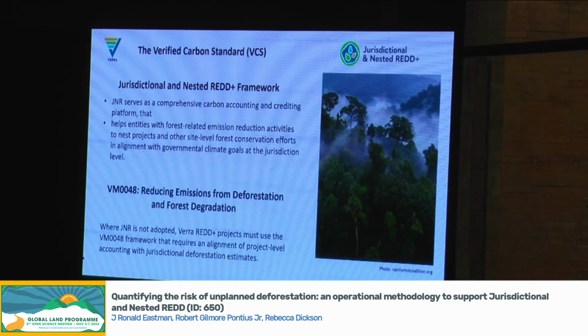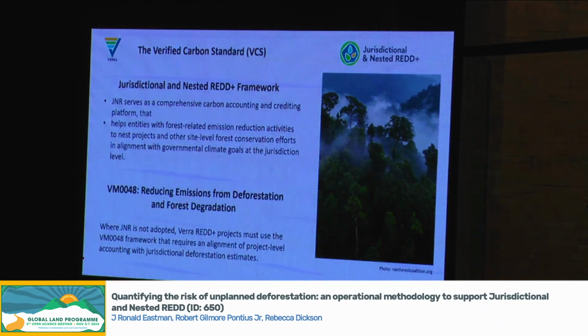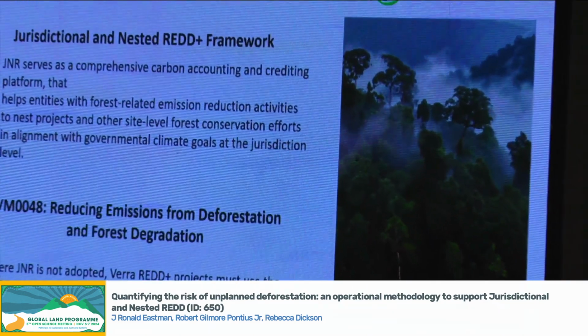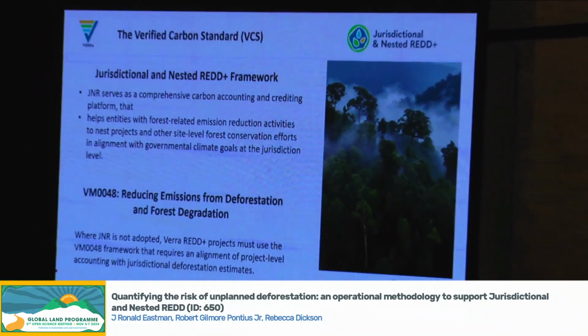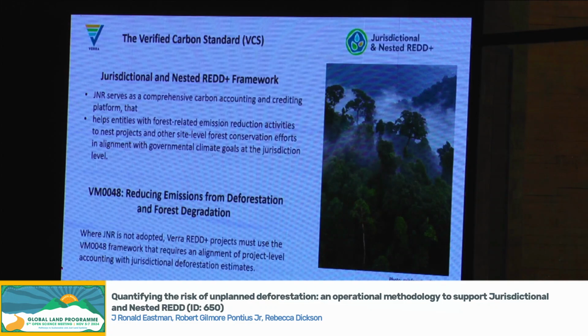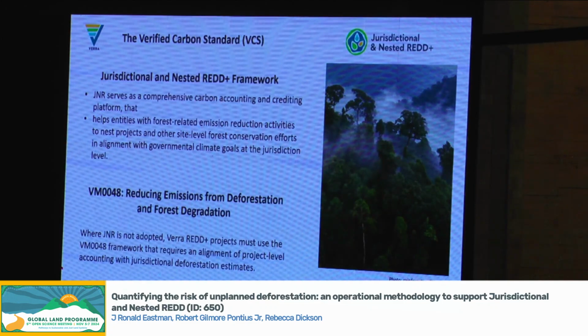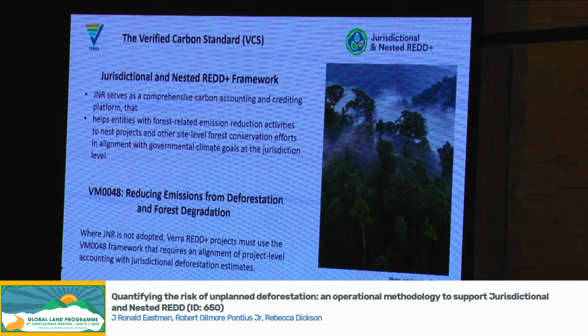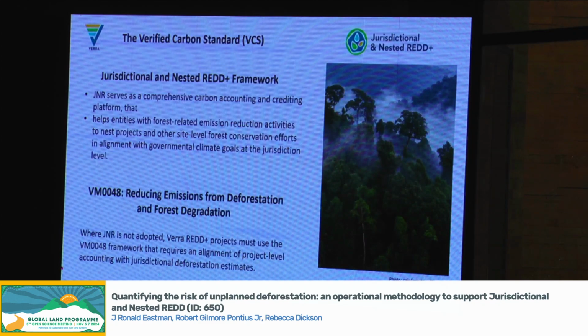So we start with the perspective of jurisdictional and nested REDD. JNR, as it's abbreviated, serves as a comprehensive carbon accounting and crediting platform that helps entities with forest-related emission reductions activities to nest projects and other site-level forest conservation efforts in alignment with government climate goals at the jurisdictional level. Now, where JNR is not adopted, Verra REDD Plus projects must use the VM0048 framework that requires an alignment of project-level accounting with jurisdictional deforestation estimates.